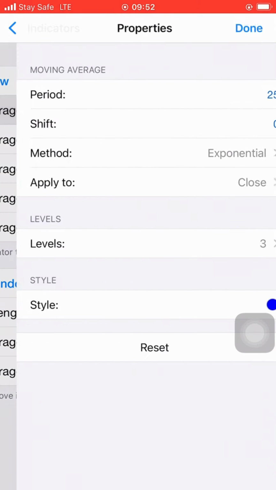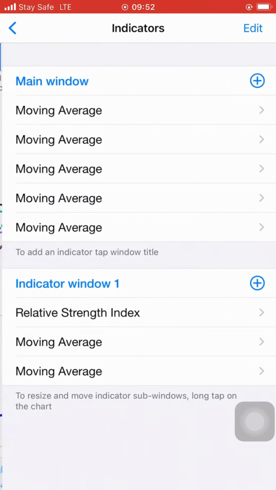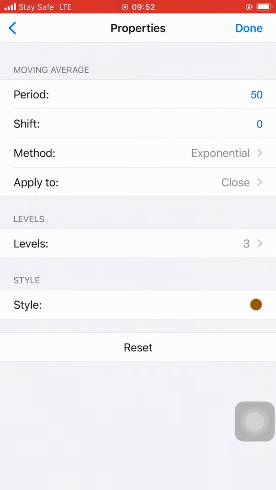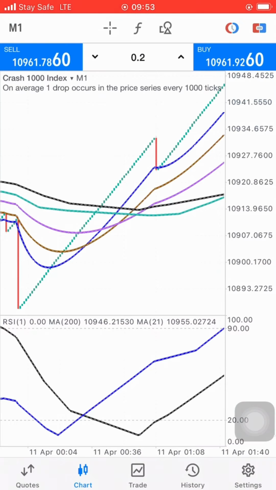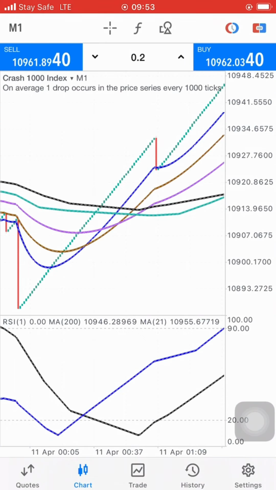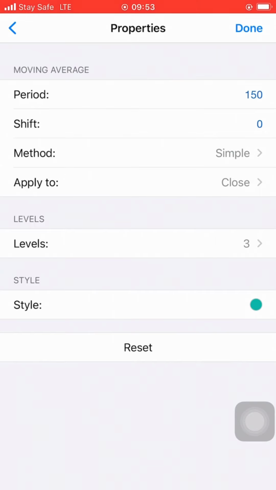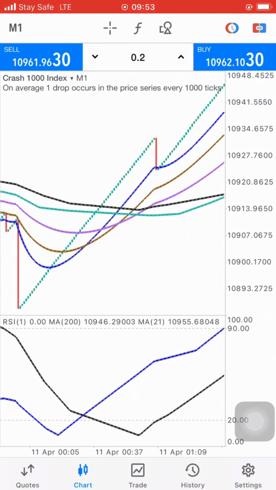The first moving average we are using is moving average 25, shift 0, exponential, close, use blue color. The second moving average is moving average 50, shift 0, exponential. You can use any color that you like. The third one is moving average 100, shift 0, exponential. Also use any color that you like. Level should be 3 also. Then the fourth one is moving average 150, shift 0. Method is simple. Apply to close. Level should be 3. Use any color that you like.